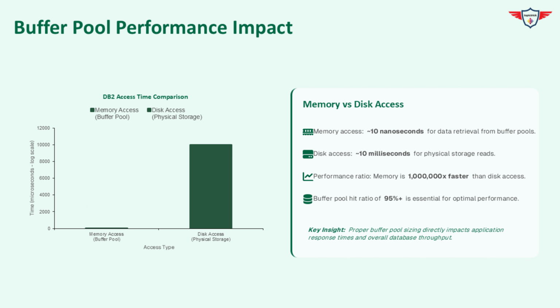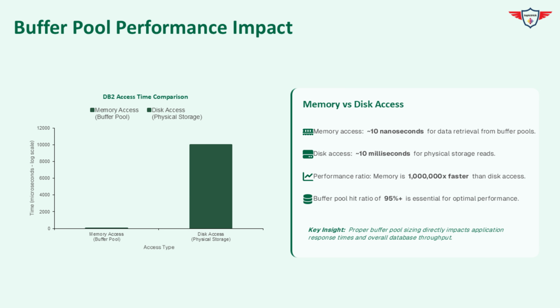Now, let's talk numbers, because the performance difference is absolutely staggering. Look at this comparison between memory access and disk access times. Memory access from a buffer pool takes about 10 nanoseconds. That's incredibly fast. But disk access? That takes about 10 milliseconds. Let me put that in perspective. Memory access is literally 1 million times faster than disk access. 1 million times. If memory access was like walking across a room in 1 second, disk access would be like taking an 11-day journey. This is why we obsess over buffer pool hit ratios.